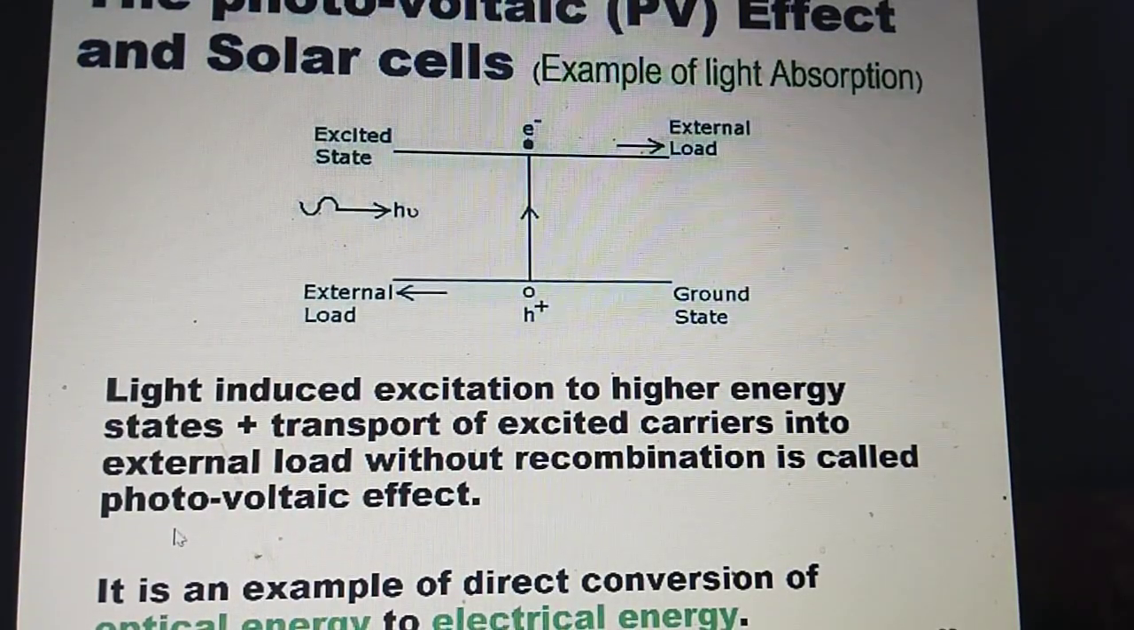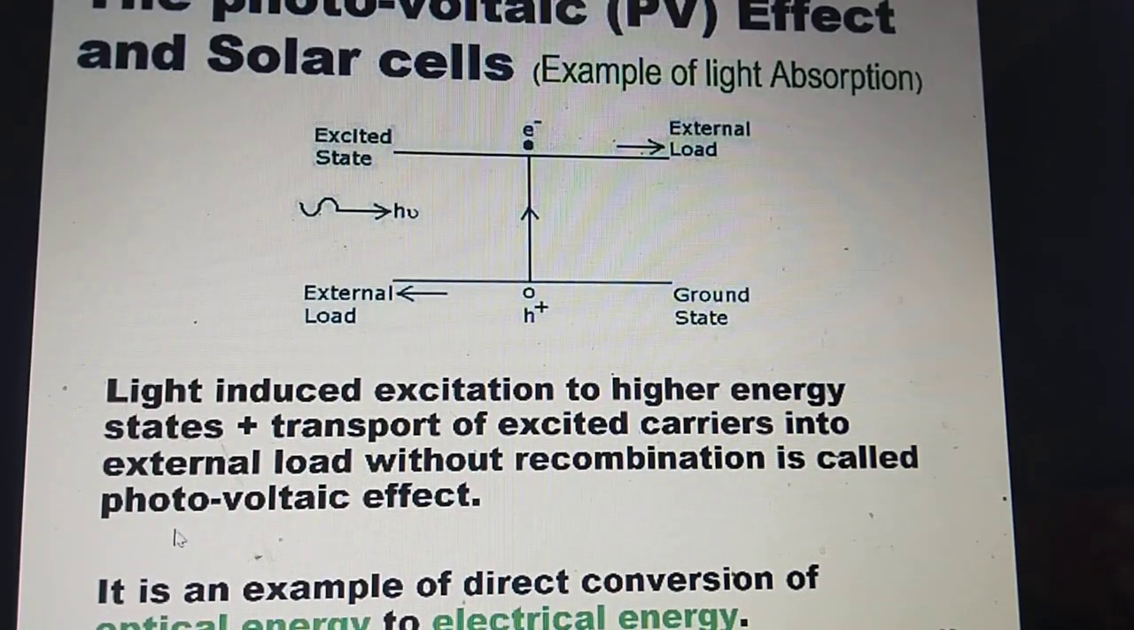So, what is the principle involved in photovoltaic solar cells? It is known as the photovoltaic effect. So, light-induced excitation: if you throw light on a material, there is excitation to higher energy states, and when the particles go to the excited states, they transport into the external load without recombination. If this phenomenon takes place, it is known as photovoltaic.